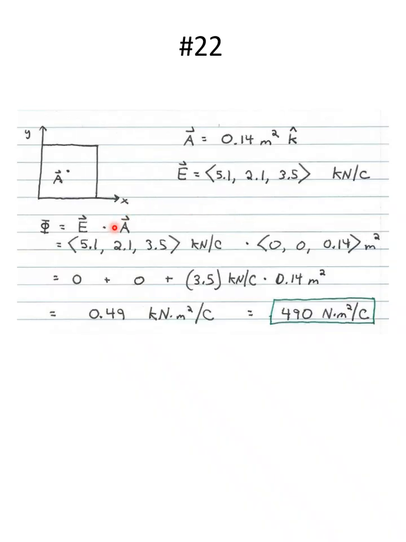So for the x's we have 5.1 times 0, and there's our 0. For the y's 2.1 times 0, and there's our 0. For the z's 3.5 times 0.14. Now we need to take note of the units, and so I've written in kilonewtons per coulomb times meters squared. So we multiply the 3.5 times 0.14 and we get 0.49, and the units are kilonewtons meters squared per coulomb, and let's turn those into MKS units, so Newton meters squared per coulomb. So instead of 0.49, it's 490 Newton meters squared per coulomb.